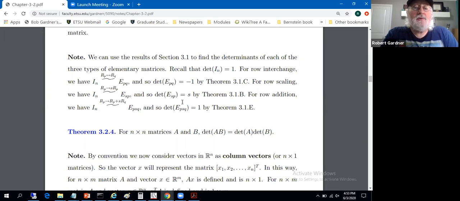Row scaling, you pick up a factor of s. So the determinant of the elementary matrix would be s times the determinant of the identity. So the s times 1 is s.